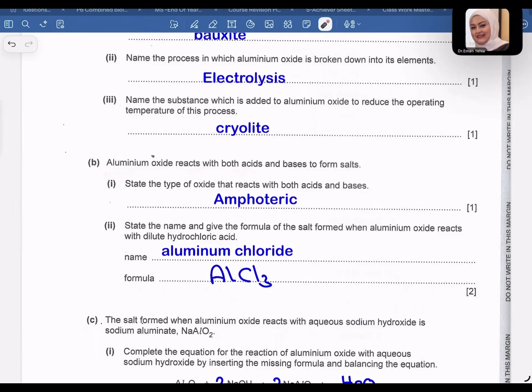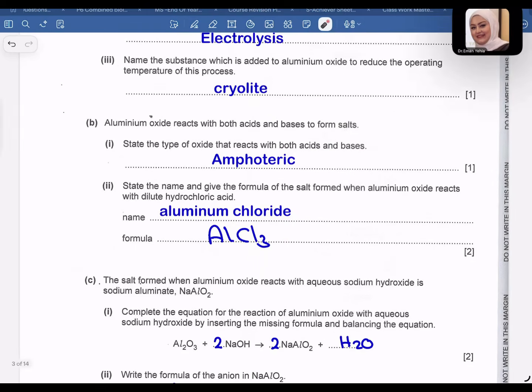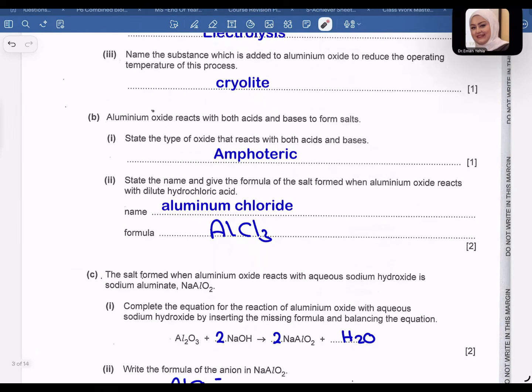Aluminium oxide reacts with both acid and base to form salts. State the type of oxide that reacts with both acid and base: amphoteric. State the name and give the formula of the salt when aluminium oxide reacts with dilute hydrochloric acid. It will be aluminium chloride and the formula is AlCl3. Aluminium oxide here acts as a base, because hydrochloric acid is an acid.